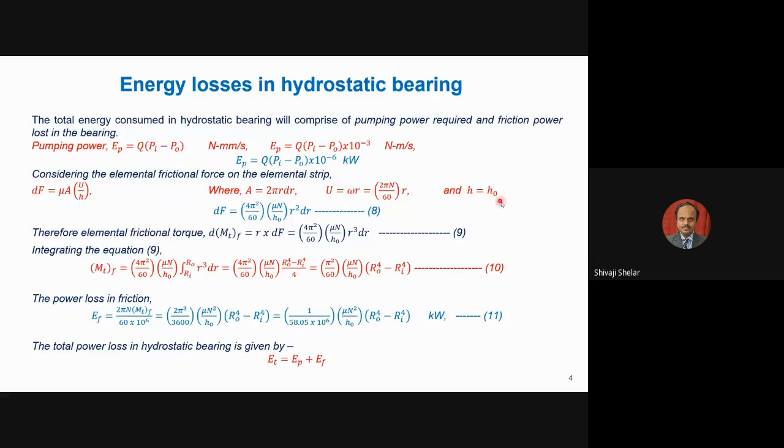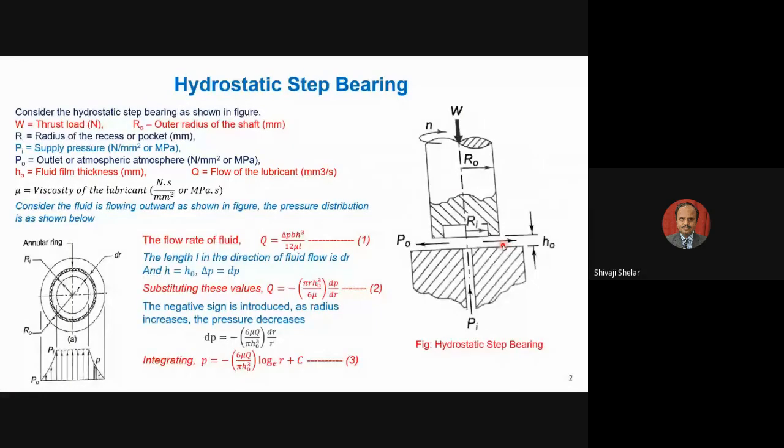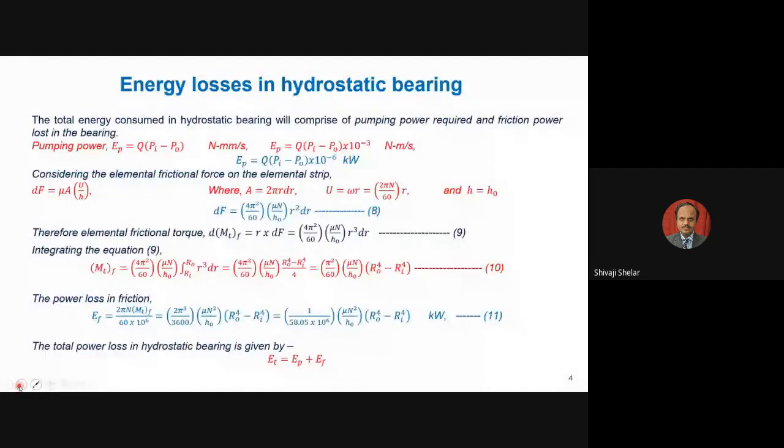And h is the h naught. If you see this diagram on the first slide, h does not change at any radius. This h naught is not going to change, so between these, the thickness is remaining the same. So h is equal to h naught. If you go to the next slide again, we have h is equal to h naught.